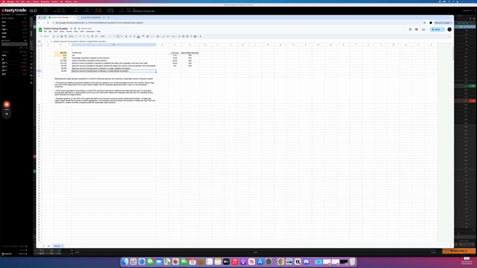So it will tell you the maximum amount of buying power to allocate to a single defined risk, undefined risk position, how much of your portfolio you should be allocating to short premium strategies in general. And as long as you are following this template, you will be absolutely fine over the long run.